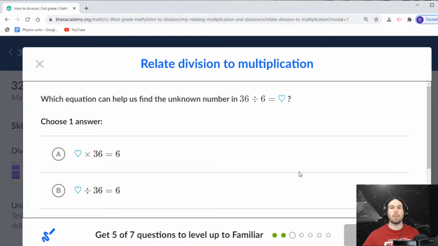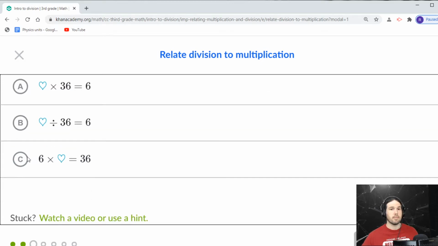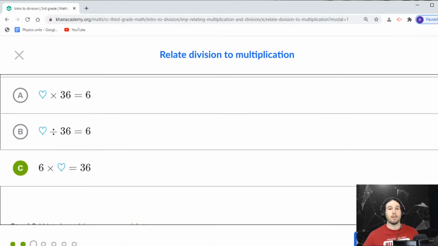Which equation can help us find the unknown number in 36 divided by 6 equals heart? Well, if I have to take 36 and divide it by 6 to make this number, then I have to take 6 and multiply it by this number to make 36. 6 times blank equals 36.